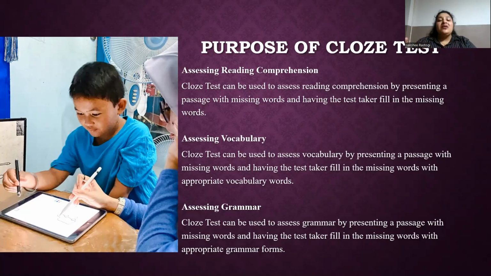By using closed tests to assess vocabulary, you can identify areas where test takers need to improve their vocabulary skills. It also evaluates the effectiveness of vocabulary instruction and determines test takers' ability to use vocabulary in context. It assesses test takers' understanding of new words' meanings. It also provides targeted feedback and instruction to improve vocabulary skills. Overall, closed tests offer a comprehensive assessment of vocabulary skills, helping to identify areas of strengths and weaknesses, and informing instruction to improve language proficiency.